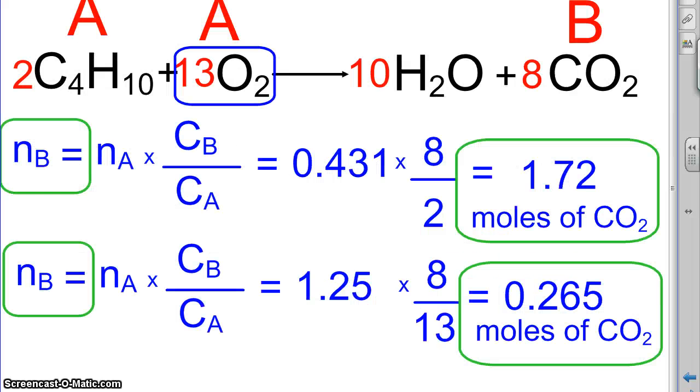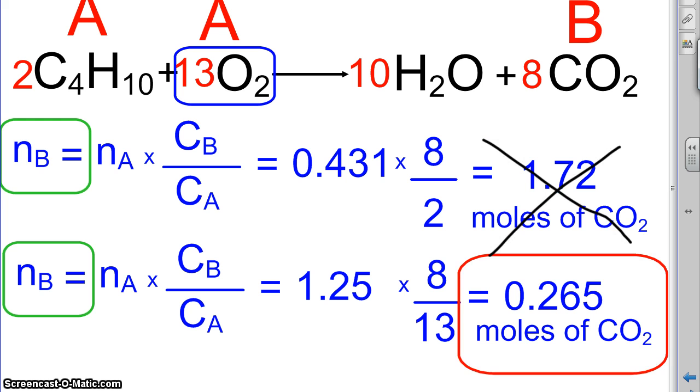So back here, our moles of B were 1.72 moles of carbon dioxide from the butane and 0.265 moles of carbon dioxide from the oxygen. The smaller of those two is the one that is true. So we can eliminate the bigger one and proceed with the smaller one. We can throw 1.72 moles of carbon dioxide out the window. We can pretend that we never saw it, just scribble it off, and proceed with the 0.265. That is our true moles of B, and that's what we're going to finish the problem with.